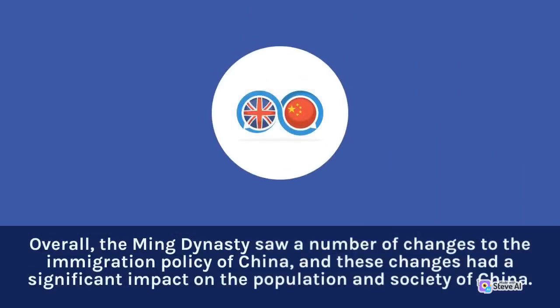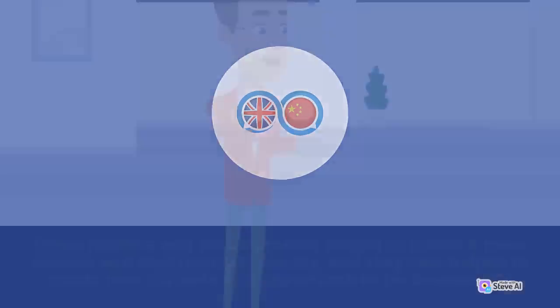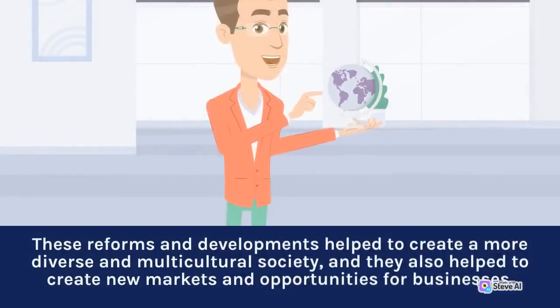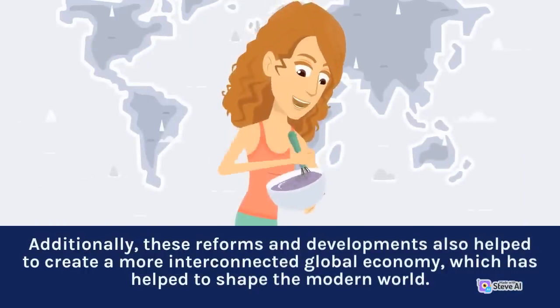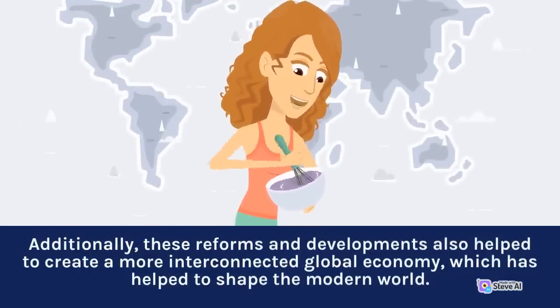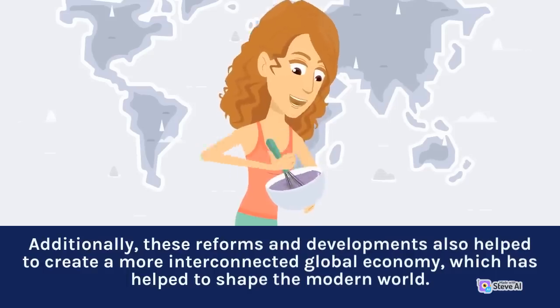Overall, the Ming Dynasty saw a number of changes to the immigration policy of China, and these changes had a significant impact on the population and society of China. These reforms and developments helped to create a more diverse and multicultural society, and they also helped to create new markets and opportunities for businesses. Additionally, these reforms and developments also helped to create a more interconnected global economy, which has helped to shape the modern world.